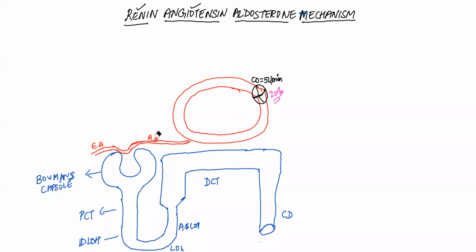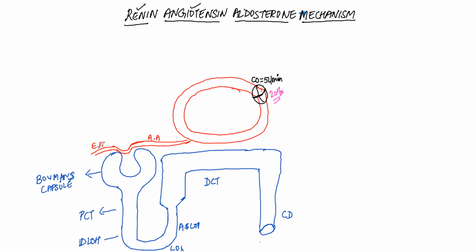Macula densa. DCT. So this was your afferent arteriole, A.A. Then this is your efferent arteriole, E.A.